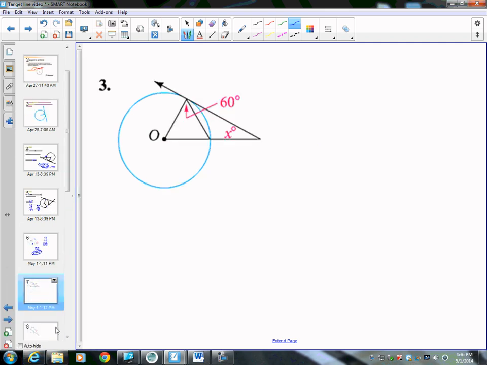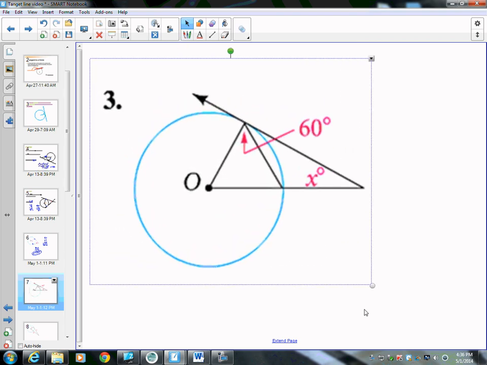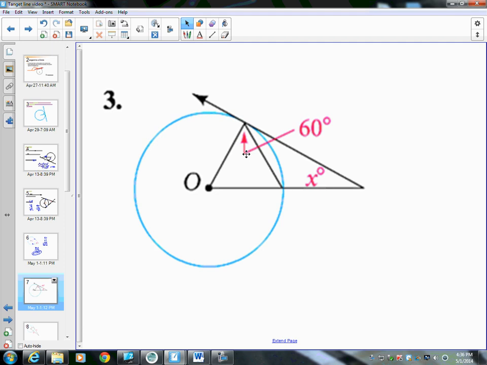The next example, this is number 3 on our piece of paper. Okay, this one's a little bit different. On here, there's an extra line drawn right here. I'm actually going to try to pull this picture out even bigger. Okay, we want as much space as we can get. So this 60 degrees means that this inside angle right here is 60 degrees.